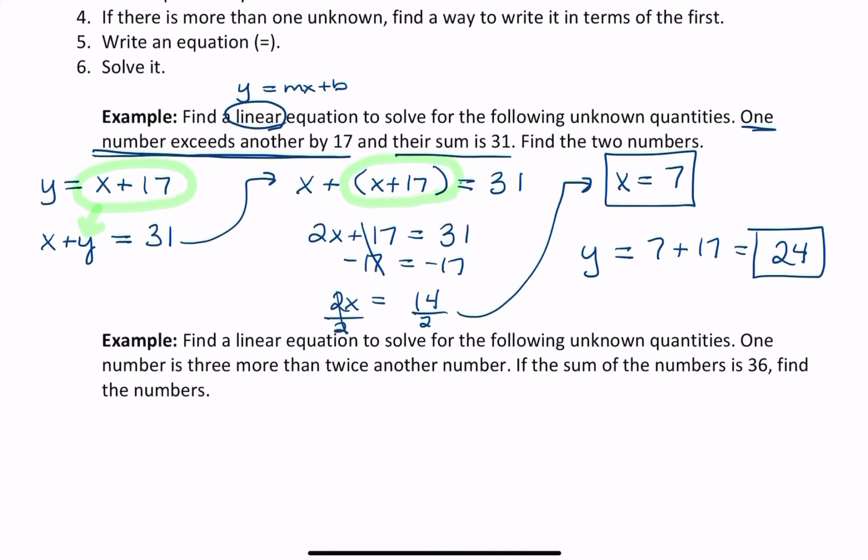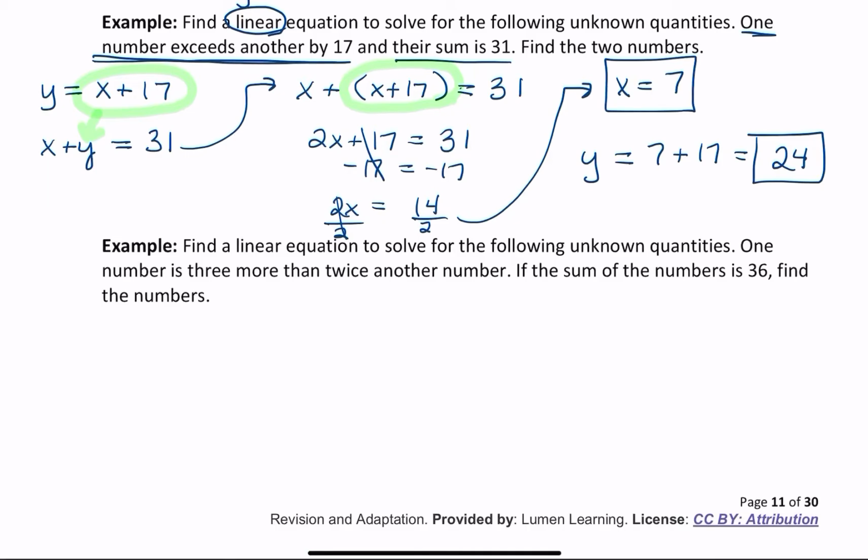Okay, the next example is very similar. We're going to write a linear equation. This time we've got one number is 3 more than twice another number. So that's going to give you y equals, 3 more than means you're going to add 3, but twice another number is going to give you a 2x, and then 3 more will be the plus 3. Here the sum of the numbers is 36.